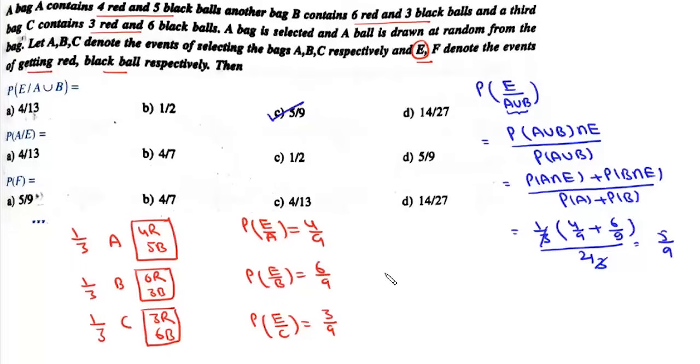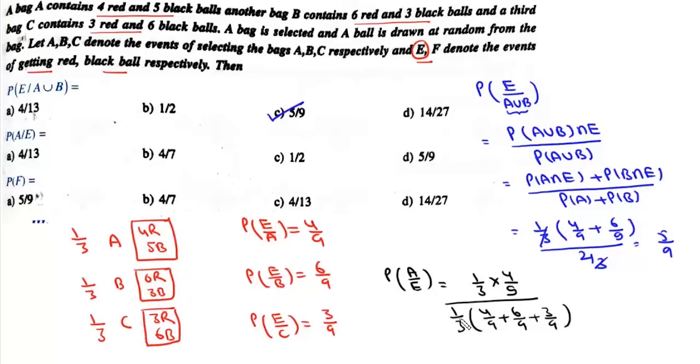Now the second one is, if it is a red ball, we need to find the probability that it has come from bag A. Now this is nothing but Bayes theorem. So we'll take the case of A in the numerator. So it will be 1 by 3 into 4 by 9 upon, now this is 1 by 3, and here it is 4 by 9 plus 6 by 9 plus 3 by 9. Now 1 by 3 will cancel. This 9 will also cancel. Now this is 4 by 13, which is your option A.